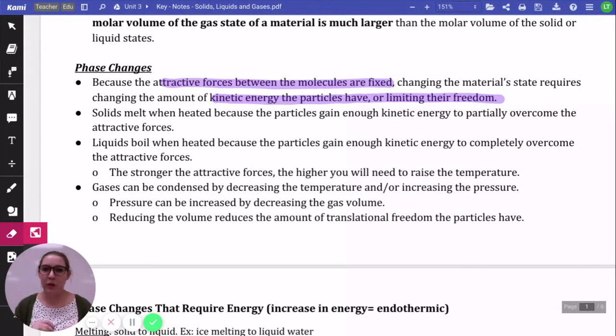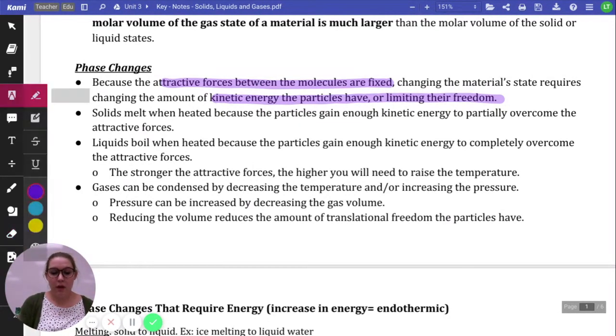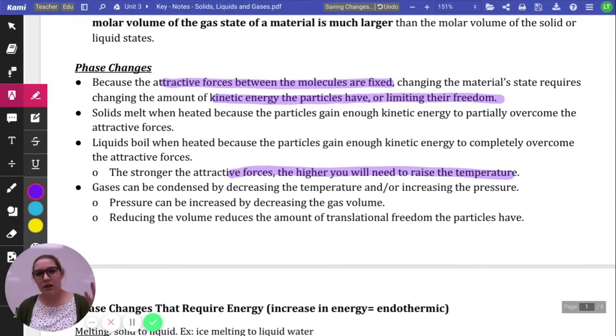Same thing happens with liquids. Liquids start moving faster and faster, with more kinetic energy as the temperature increases, until they become gases and they're able to boil. The stronger the attractive force, the higher you need to raise the temperature. Gases are condensed by either decreasing the temperature, which causes their kinetic energy to decrease, or by increasing the pressure, pushing those gas particles closer together. The closer together they are, the more likely they are to feel those forces of attraction.